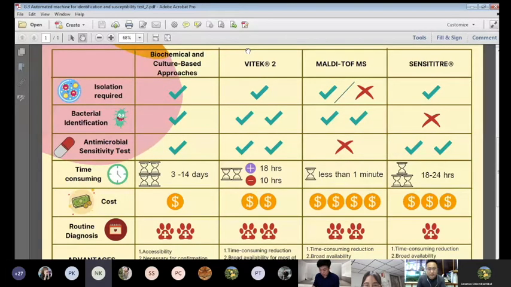As we discussed, we would choose YTech because it is suitable for both identification and AST, and it is a reasonable cost. Okay. Thank you. There is no true or false, because I just would like to ask your opinion on which one you would like to select. Okay, thank you.